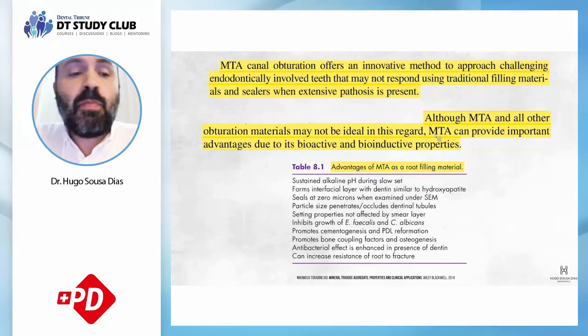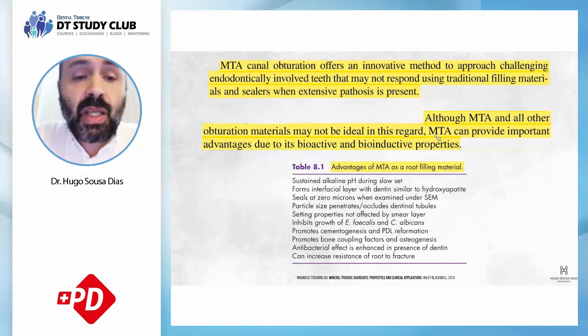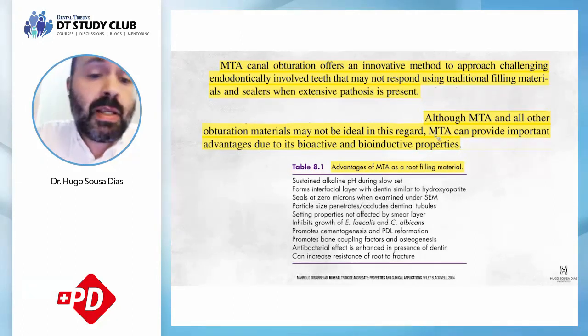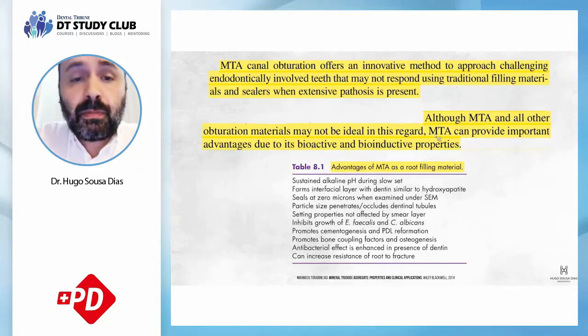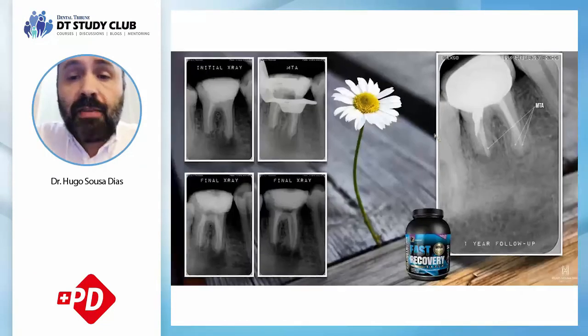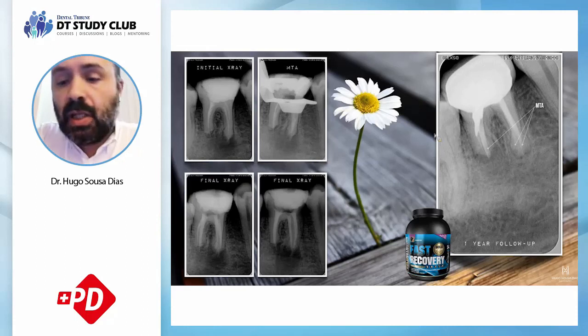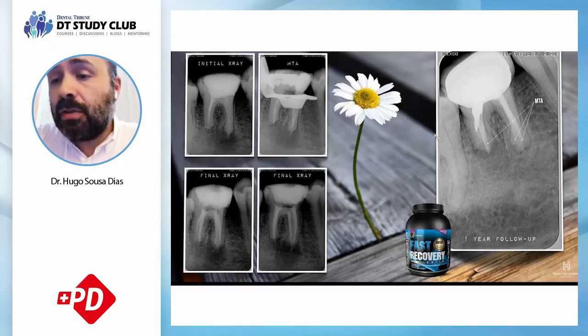MTA can provide important advantages, as I showed in the beginning, due to its bioactive and bioinductive properties, as you can see in this table. I have here this clinical example, an obturation with MTA in the distal and mesial root canals with a huge apical lesion and 1 year follow-up with a very, very nice recovery.